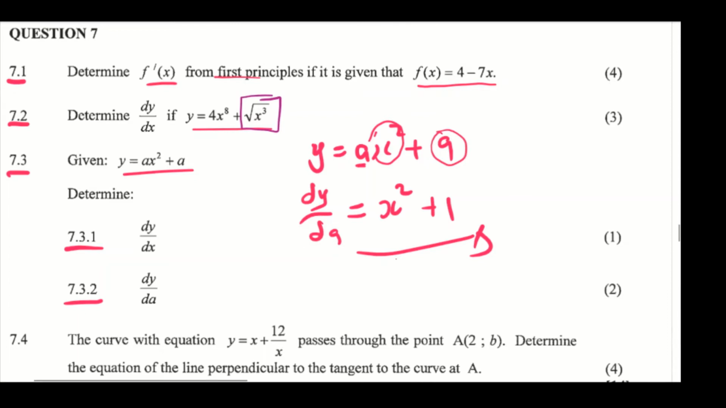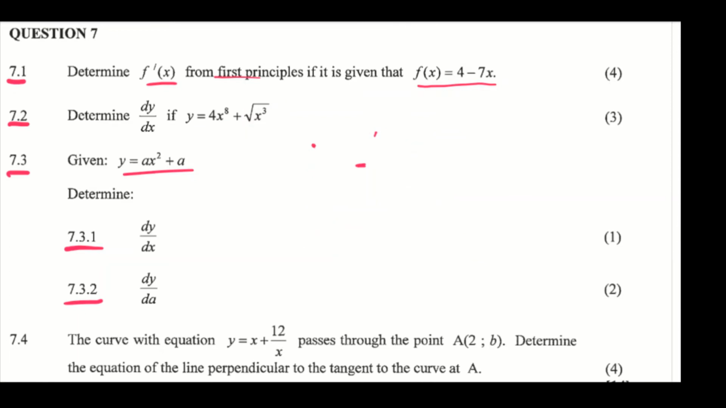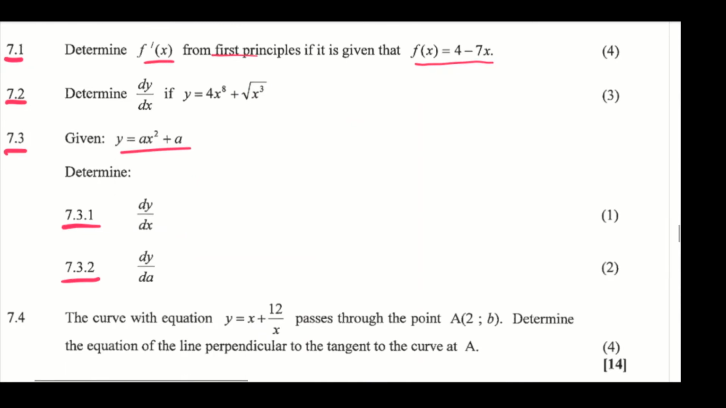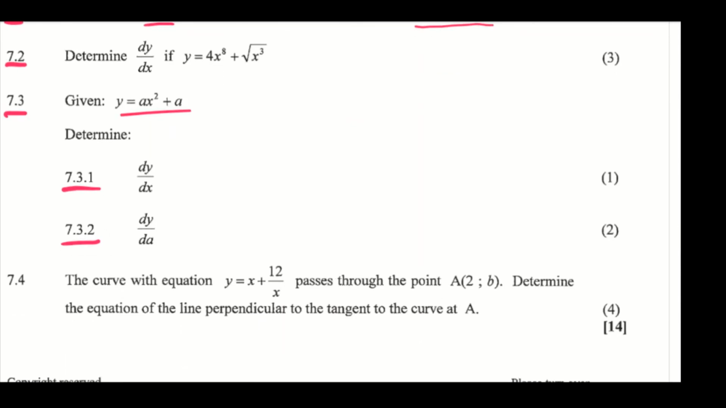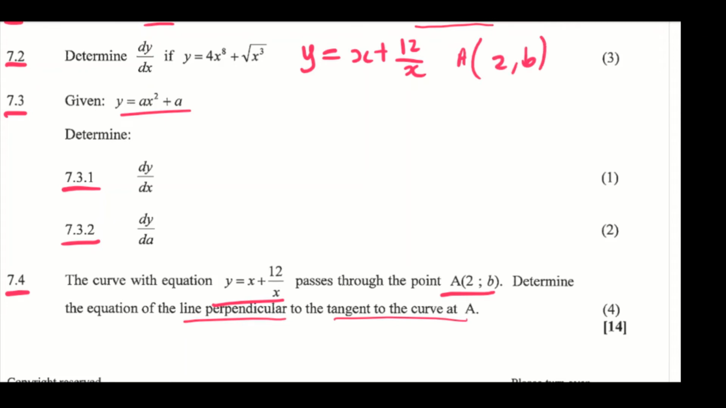So we're just going to go to the last question, this one here, and what we are given and asked to do here. So we are given 7.4, the curve of the equation passes through this point of a. Determine the equation of the line perpendicular to the tangent to the curve at a, right? So we're having our equation y is equals to x plus 12 over x, and we are told that it passes through point a of 2 and b.